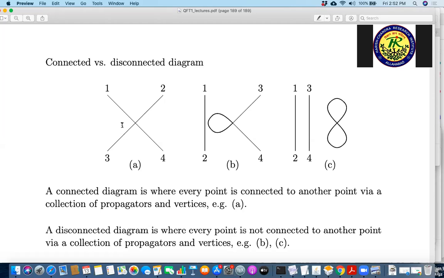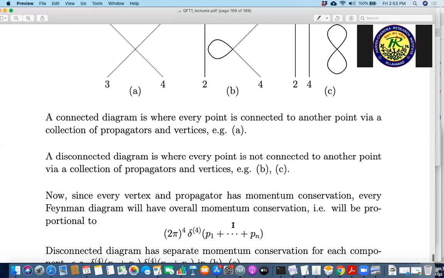Because of this, it's clear that the total momentum of all the particles must add up to zero, if you think of all of them as ingoing, because momentum is not violated, right? If you pump in P1, P2, P3, P4, unless you have violation at some point, the total momentum that is flowing out must be zero. And that we have seen also in explicit examples. So in all Feynman diagrams, there is an overall momentum-conserving delta function: 2 pi to the 4 delta 4 of P1 to Pn in an n point amplitude.